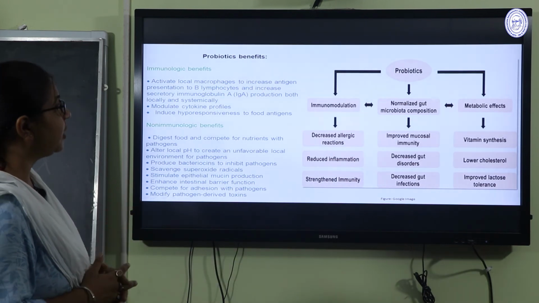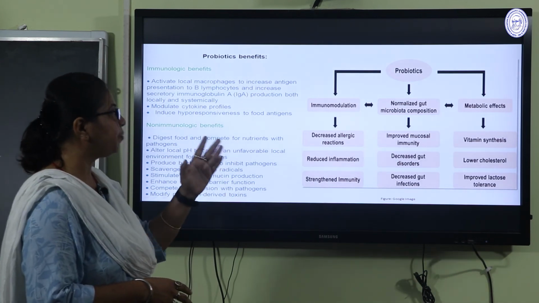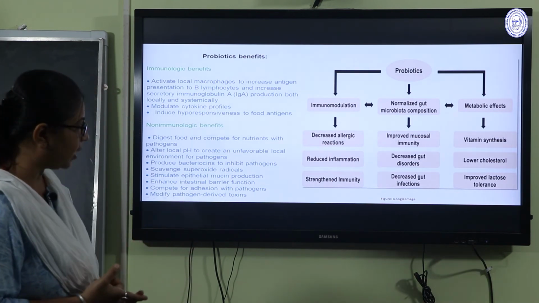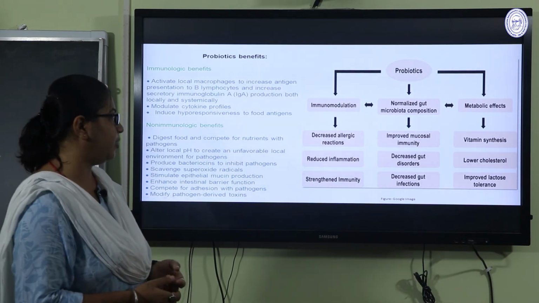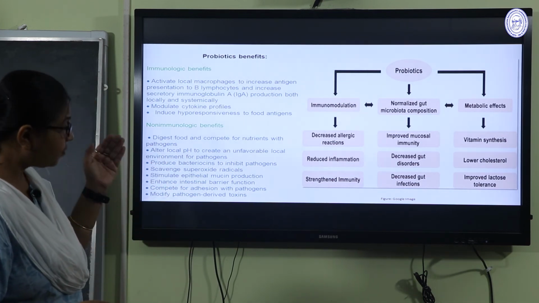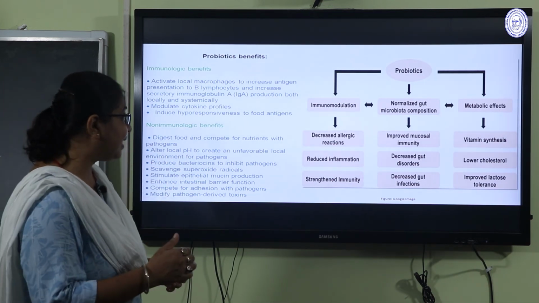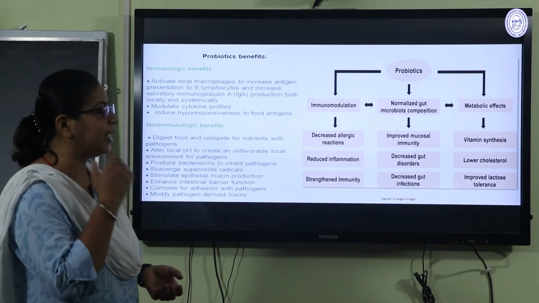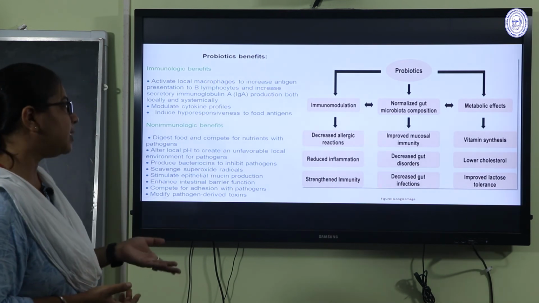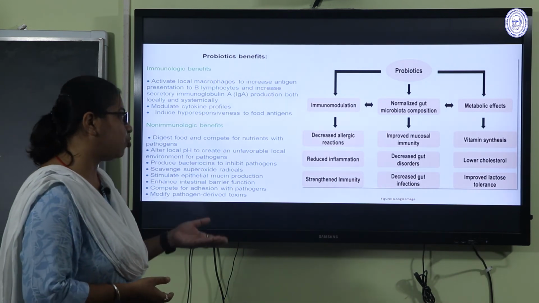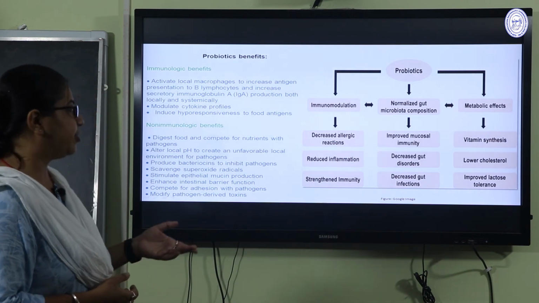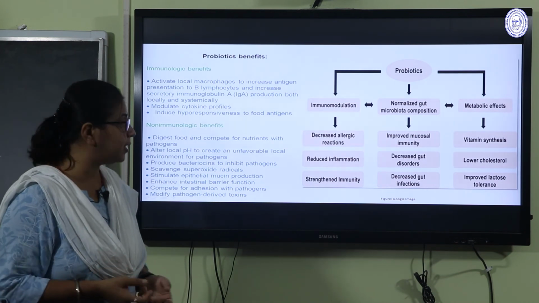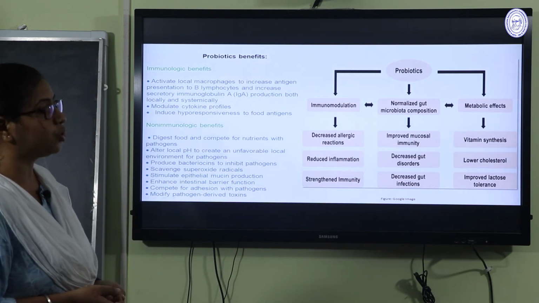So in a nutshell, probiotics can be divided into three interrelated branches: it helps in immunomodulation, helps in normalizing gut microbiota composition, and helps in metabolic effects. Immunomodulation means it helps in decreasing allergic reactions, where reduced inflammation is the result, and helps in strengthening immunity. Normalized gut microbiota composition means improved mucosal immunity, decreased gut disorders and decreased gut infections. Metabolic effect is vitamin synthesis, lower cholesterol and improved lactose tolerance.